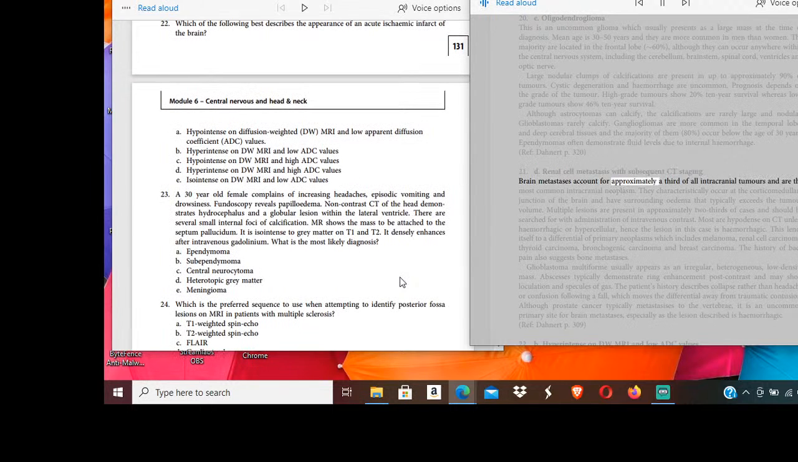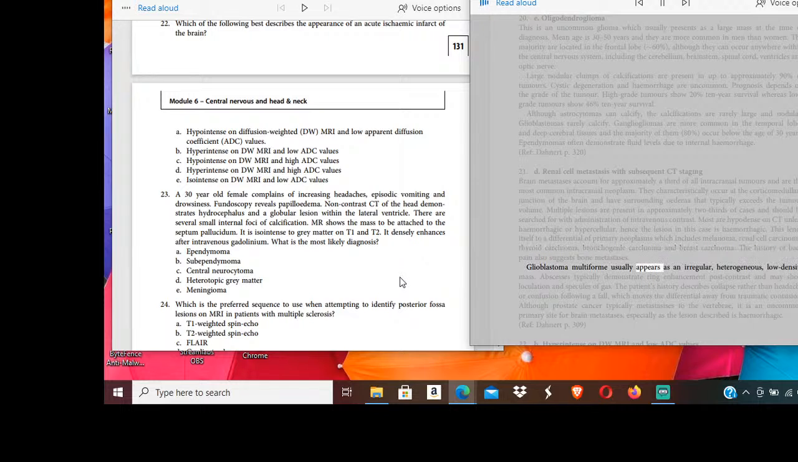Brain metastases account for approximately a third of all intracranial tumors and are the most common intracranial neoplasm. They characteristically occur at the corticomedullary junction of the brain and have surrounding edema that typically exceeds the tumor volume. Multiple lesions are present in approximately 2/3 of cases and should be searched for with administration of intravenous contrast. Most are hypodense on CT unless hemorrhagic or hypercellular, hence the lesion in this case is hemorrhagic. This lends itself to a differential of primary neoplasms which includes melanoma, renal cell carcinoma, thyroid carcinoma, bronchogenic carcinoma, and breast carcinoma. The history of back pain also suggests bone metastases.